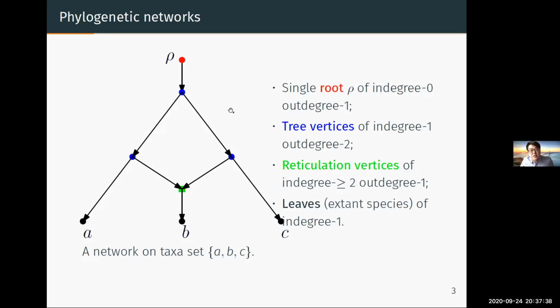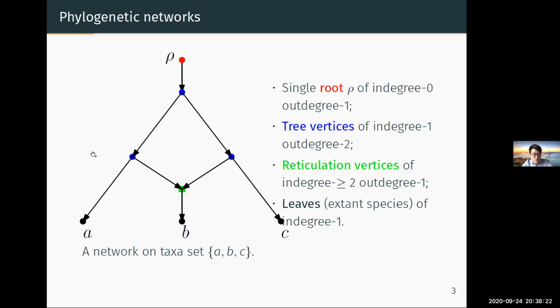You can also have reticulation vertices, which can have in degree at least 2 and out degree 1. And here, if you're looking at a binary network, usually the in degree is exactly 2, but we allow reticulations to have in degree at least 2. And it'll become clear why we need this sort of non-restrictive definition. And finally, we have the leaves. So these are the species that we're studying, and these have in degree 1 and out degree 0. So this is a network on the taxa set A, B, C, and it's got 1 reticulation in it.